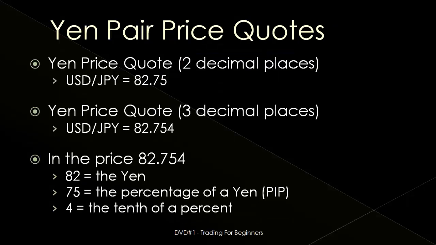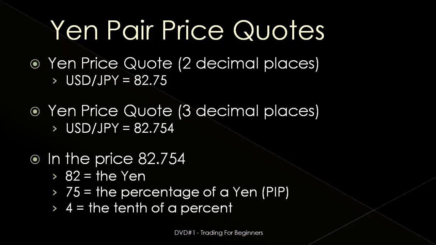Now, on the yen pairs, we have different price quotes. These include 2 or 3 decimal places. So let's take a look at the first example. Here you can see the yen price quote with 2 decimal places. The US dollar Japanese yen equals 82.75. Underneath that, we've got the yen price quote with 3 decimal places. Here we've got 82.754, the 4 being the 10th of a percent. So in the actual price of 82.754, 82 is the yen, 75 is the percentage of a yen, that is the actual pip, and the 4 is the 10th of a percent.